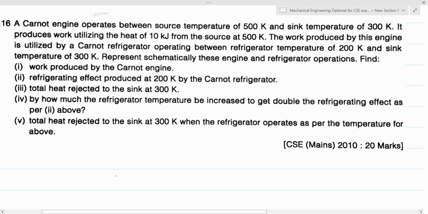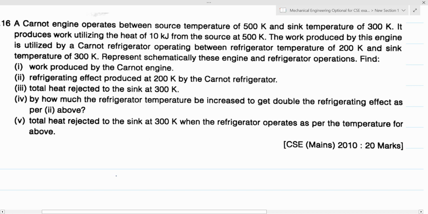The work produced by this engine is utilized by a Carnot refrigerator operating between the refrigerating temperature of 200 Kelvin and sink temperature of 300 Kelvin. Represent schematically these engine and refrigerator operations. Find, first thing we have to find is work produced by the Carnot engine. Second thing we have to find the refrigerating effect produced at 200 Kelvin by the Carnot refrigerator. Third thing we have to find the total heat rejected to the sink at 300 Kelvin.